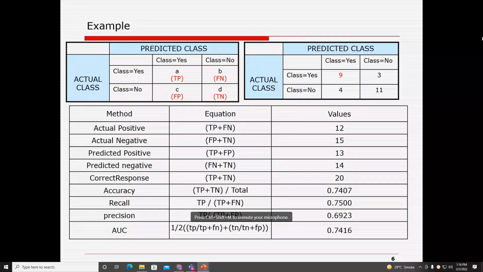See this. This is my confusion matrix, and let us have this kind of value. My confusion matrix is giving 9, 3, 4, and 11. In the exam, I may give 4 values comma separated, like 9, 3, 4, 11. Then you have to put the first two values as the first row and the last two values as the second row. If I give 9 values with commas, then the first 3 values are the first row, the second 3 values are the second row, and the last 3 values are the third row.